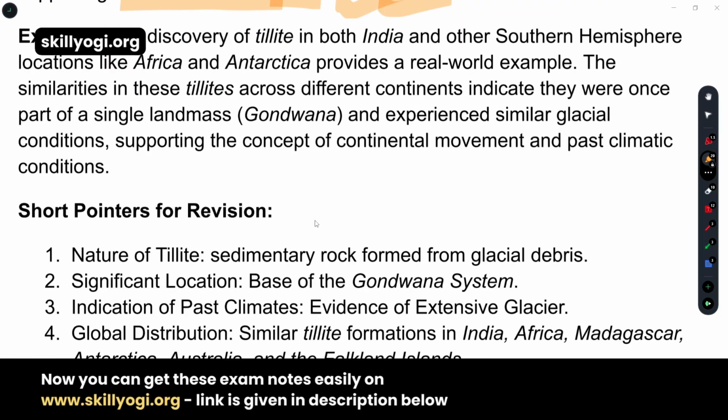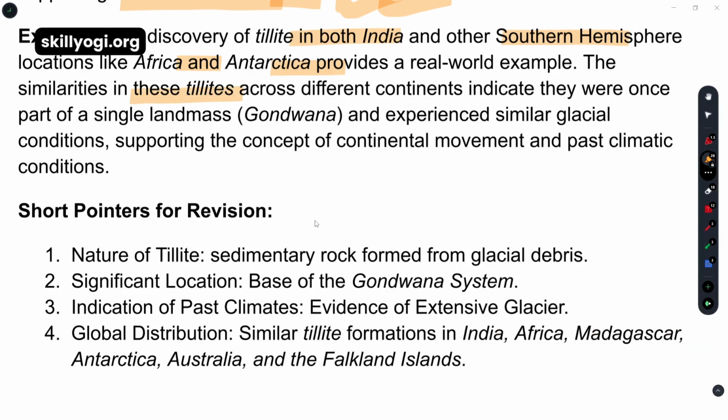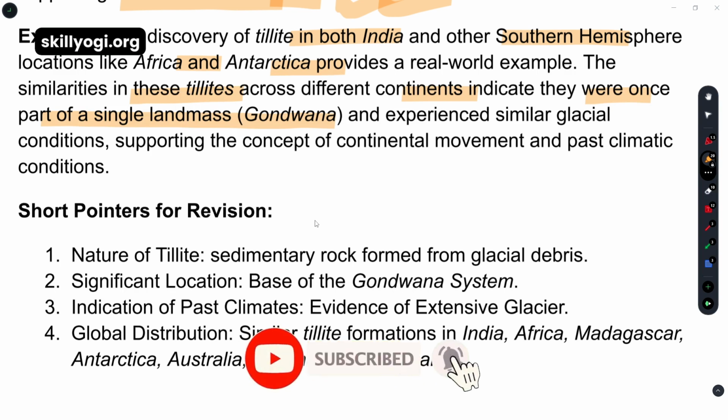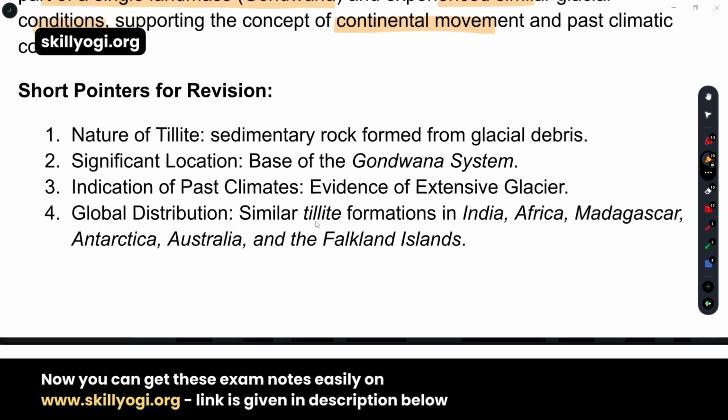What is the example for this? The discovery of the Tillite in both India and the southern hemisphere locations like Africa and Antarctica provides a real world example. Which example are they providing to us? The similarities in the Tillites across the different continents indicate that they were once part of a single landmass. The single landmass was Gondwana land, and it experienced similar glacial conditions. So which supports the concept of continental movement and the past climatic conditions. These two portions are the basic example for this.